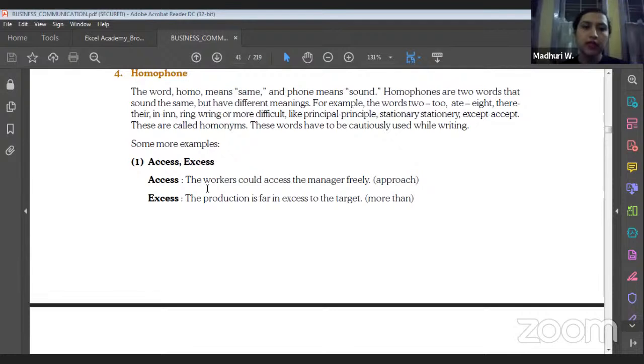For example, the workers could access the manager freely. That means they could freely approach the manager. Excess, on the other hand, refers to something that is more than. So the production is far in excess of the target. So the production is in excess. It's more than the target.